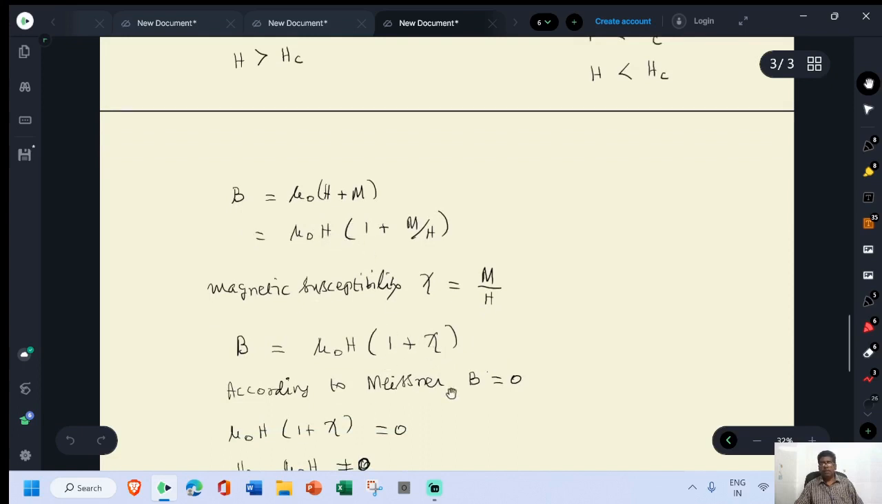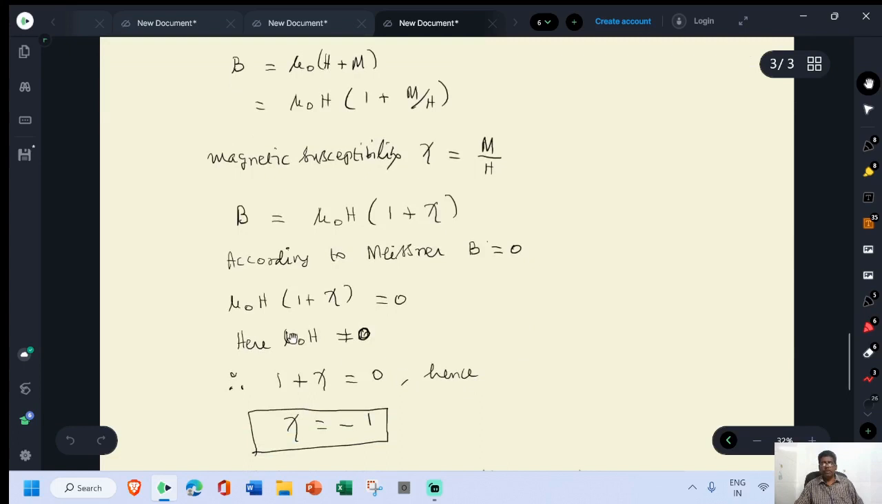According to Meissner, if it is having the superconducting property, the value of B inside the specimen is 0. Therefore, mu naught into H into 1 plus chi equal to 0. From the above equation, it is noted that either the term mu naught into H or 1 plus chi should equal 0. But mu naught into H is not equal to 0 because we are applying the field. Therefore, the quantity 1 plus chi is equal to 0. If 1 plus chi is 0, then chi equal to minus 1. The susceptibility is having a negative value.